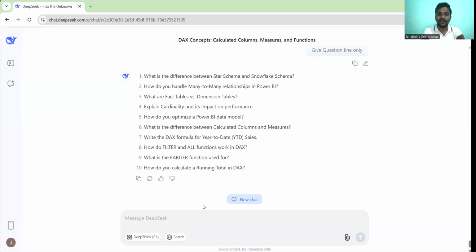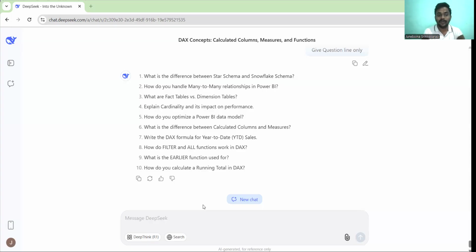Explain cardinality and its impact on performance. Cardinality refers to the relationship that exists between two tables, whether it is a one-to-many relationship, many-to-one relationship, or many-to-many relationship. So by using cardinality, we can understand the relationship between two tables. If cardinality is low, it affects the performance.